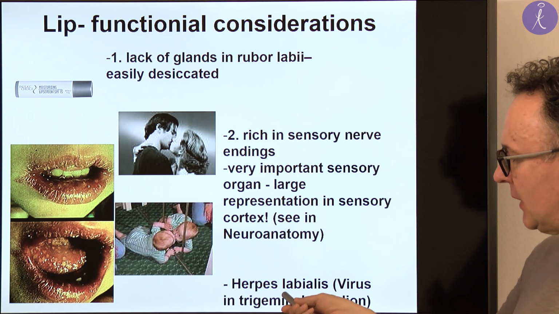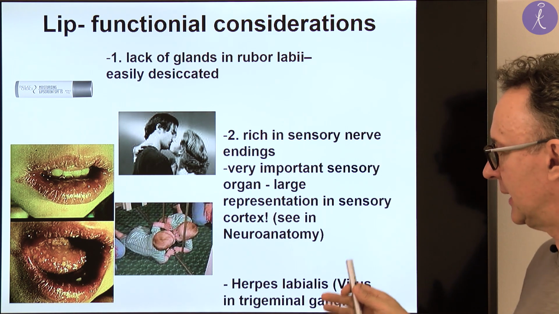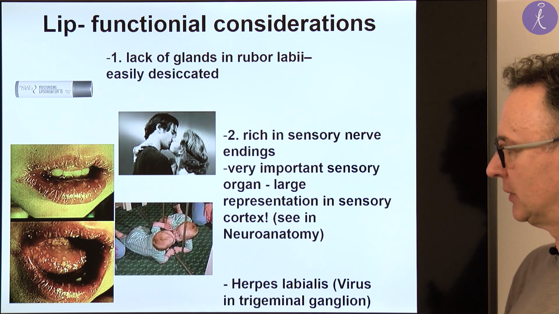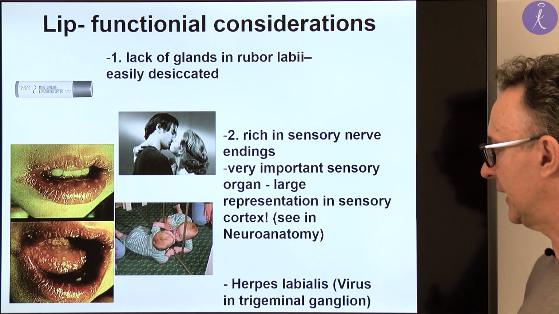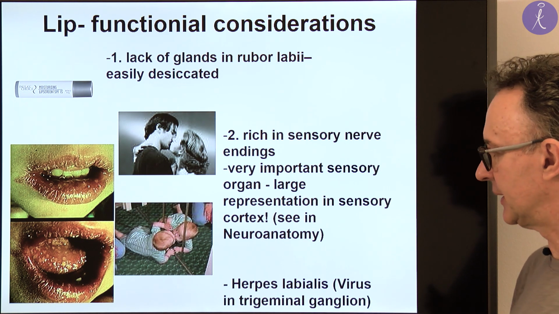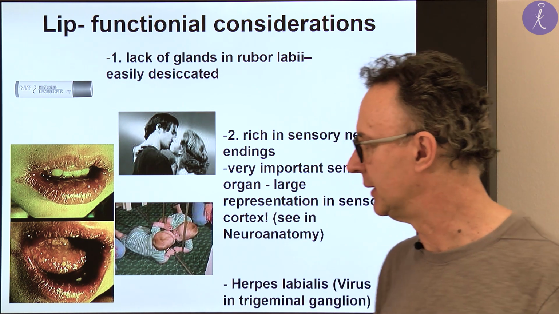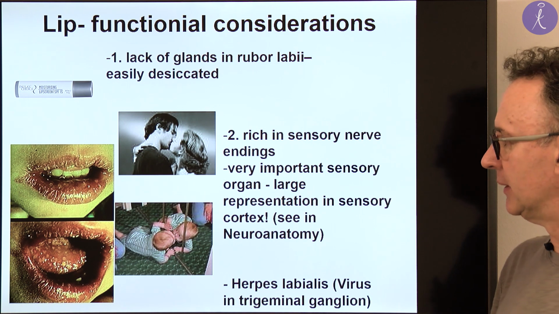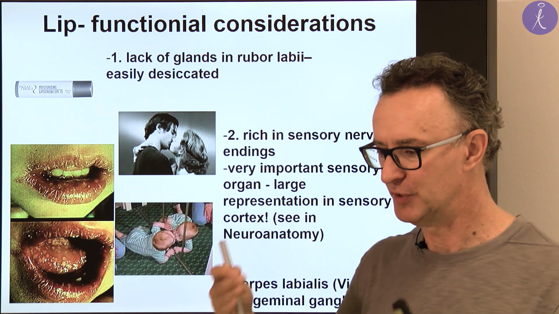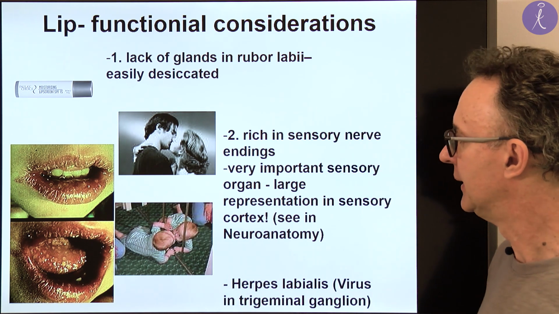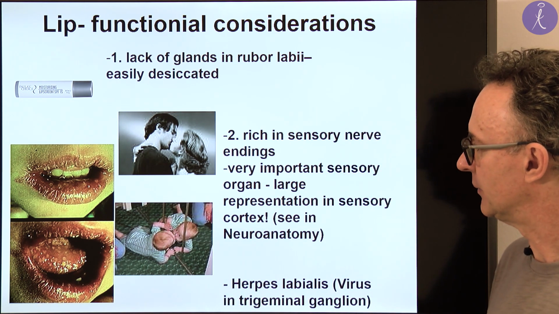And the other thing is that some diseases are related to the lip only. There's a special type of herpes virus infection, herpes labialis. In this case, the virus settles in the ganglion, in case of the face, the trigeminal ganglion. And in some cases, when we have stress or some immune deficiency, it is inflamed.